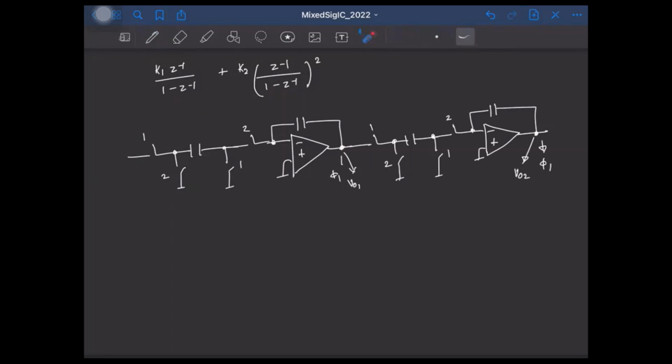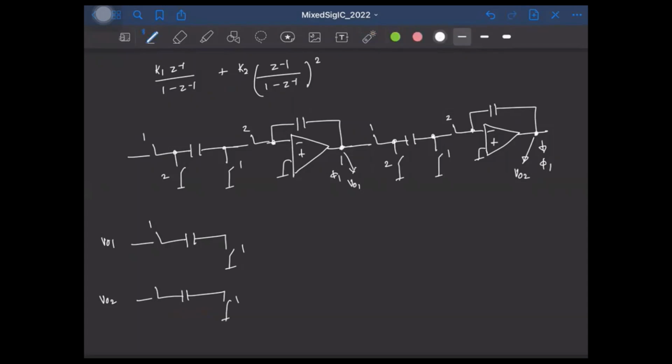Of course, we just saw that we need to sample them during the phase phi 1. So first, let's do that. We'll sample them during the phase phi 1. This is V01 and this is V02, right? And now what we need to do is add these two voltages. And how do we do that? Well, we have already sampled these two signals, right? So we have charges corresponding to these voltages. Now we just need to add these two charges, right?